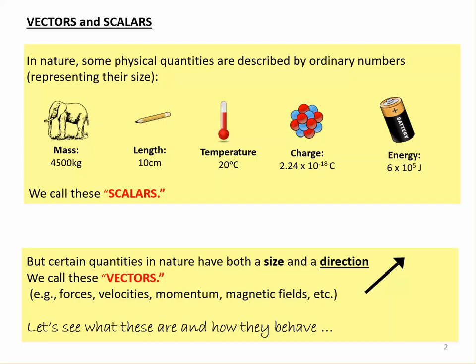Other examples of vectors that you'll learn about in your physics course include momentum, magnetic fields, electric fields, and so on. So what we're going to do in this set of tutorials is see, what are these vectors? How do they arise? What are the things that we can do with these vectors? How do they behave?